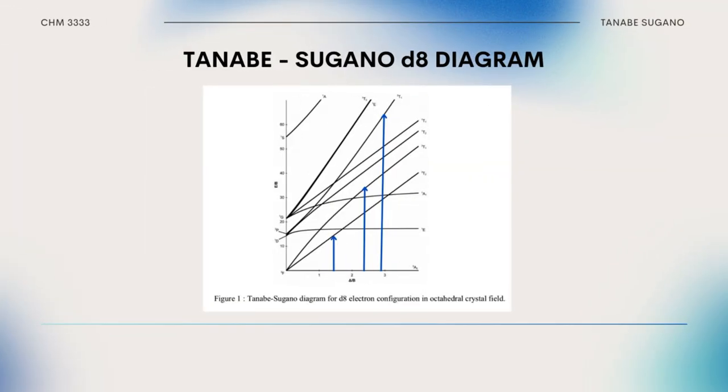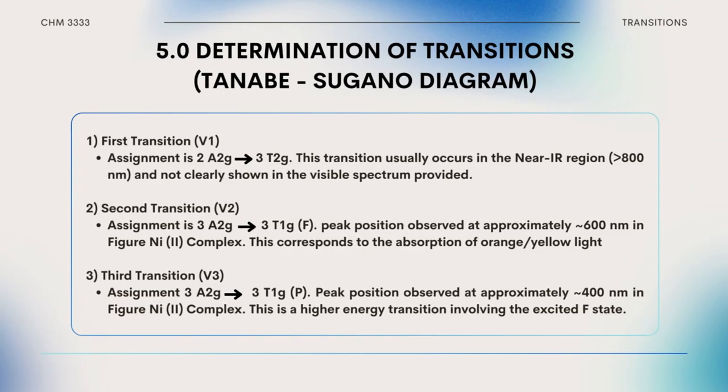Finally, we assign the transitions by referring to the Tanabe-Sugano diagram for d8 in an octahedral field. In this environment, the 3F ground state splits, with 3A2g becoming the lowest energy level or ground state. Looking at our experimental spectrum in the figure of the nickel complex, we can clearly see the characteristic features of a nickel complex. Although the d8 system theoretically shows 3 spin-allowed transitions, we focus on the 2 visible in this range.